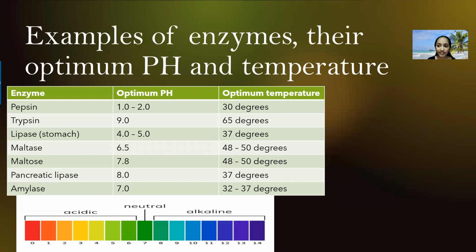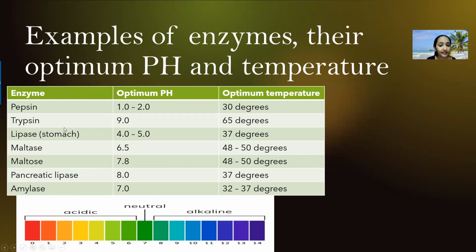So continuing with our chapter, different enzymes work best at optimum temperatures and pH. Now let's see some examples of enzymes. Pepsin is a type of protease enzyme. Pepsin works at the optimum pH of 1 to 2, which means it works best in the acidic state, and its optimum temperature is 30 degrees.